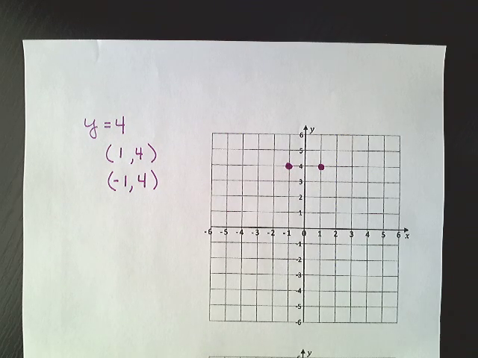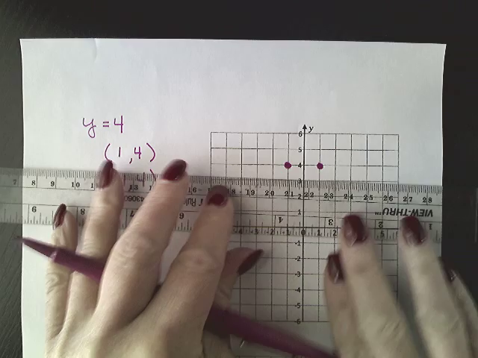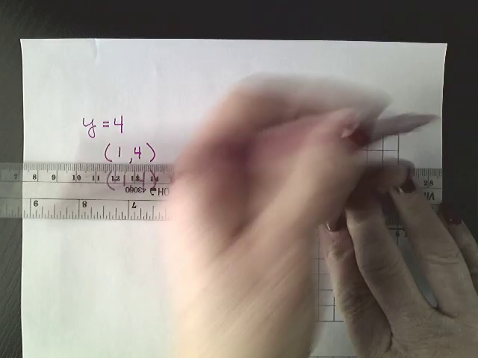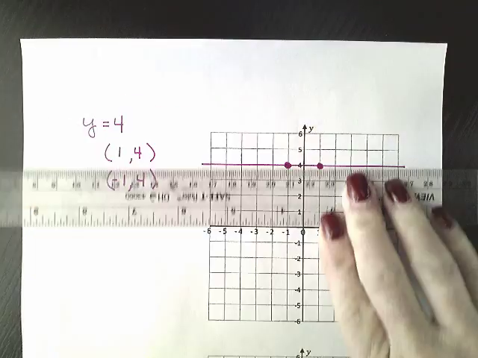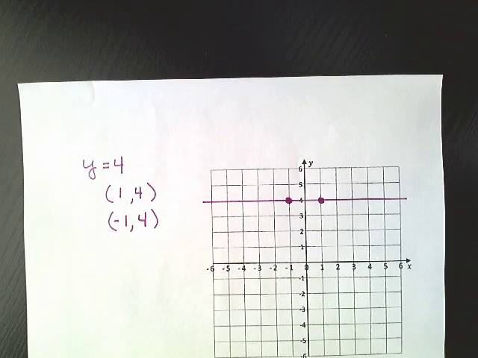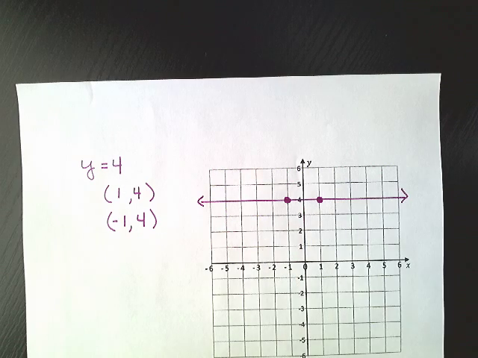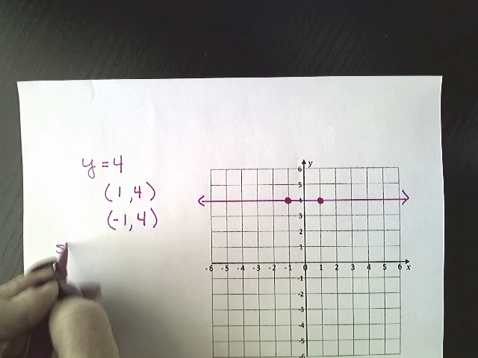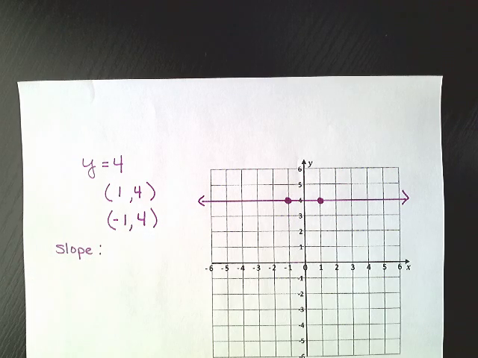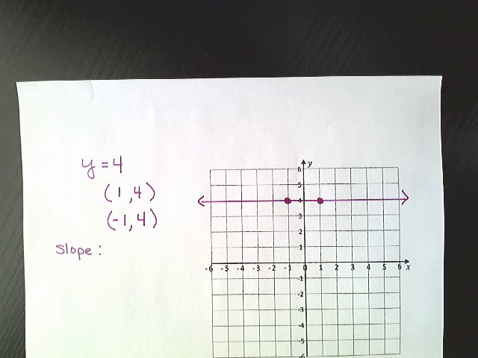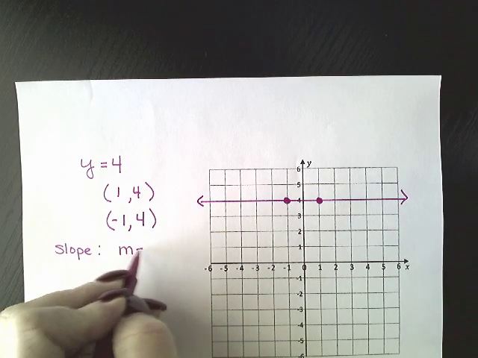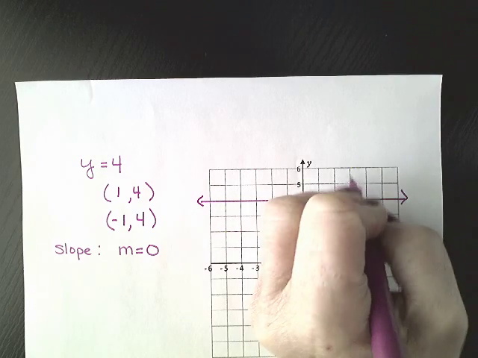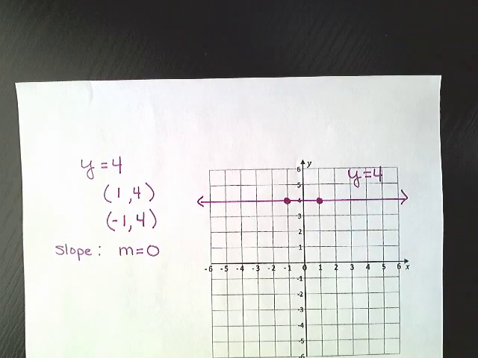So what kind of a line do I have? I have a horizontal line. And do we remember, for a horizontal line, what kind of slope we have? What would the slope be for this horizontal line? If you said 0, you would be correct. m is equal to 0. So we label our line y is equal to 4.